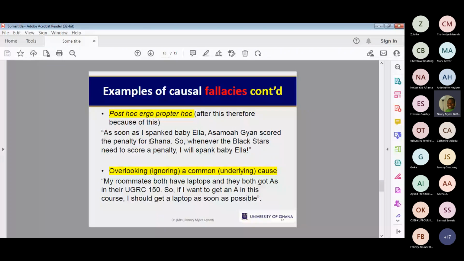And then just after I did that, I heard goal. We were celebrating. So I'm concluding, therefore, whenever Ghana is playing or a team is playing and we need to score a goal, I'll take Ella and give her a spank and a goal will come out. That's post hoc ergo propter hoc. It happened after it, so you say it caused it. Therefore, you're going to make it a principle. No, sir. No, ma'am. That's the fallacy.